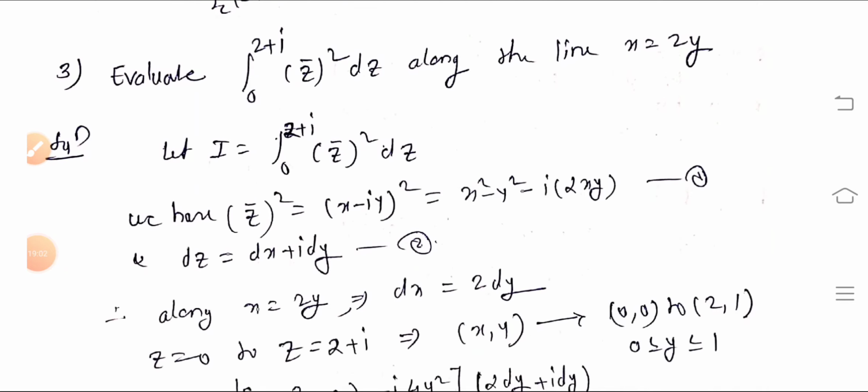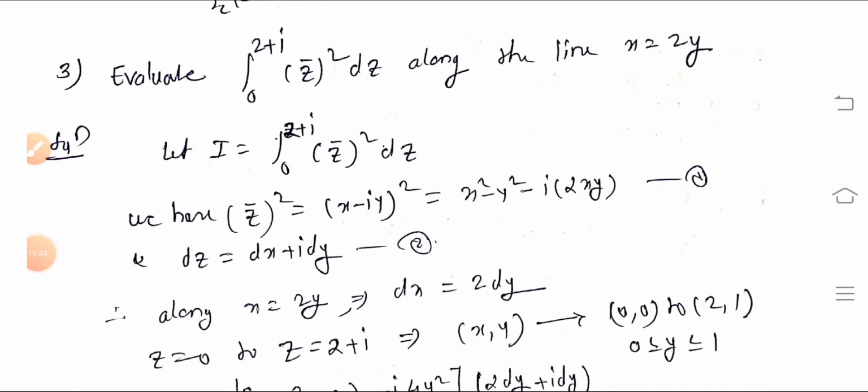So the next example: evaluate the integral from 0 to 2 plus i of z bar square dz along the line x equal to 2y. This is the important one. Here, let us consider I equal to the integral from 0 to 2 plus i of z bar square dz. We have z equal to x plus iy, so z bar is x minus iy. So z bar square means x minus iy whole square, that is x square minus y square minus i times the bracket 2xy, and dz comes as dx plus i dy.